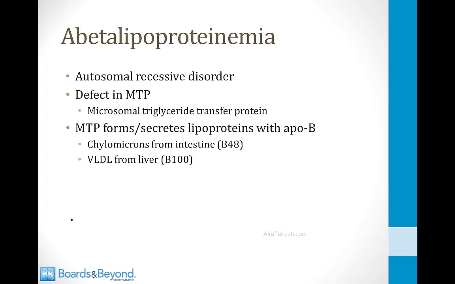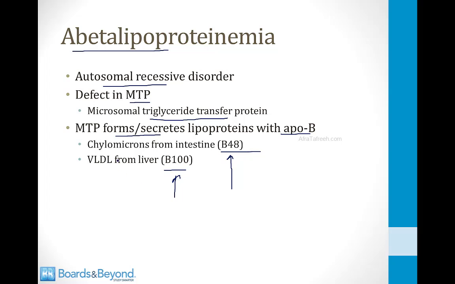Our final topic in this module is a rare disorder of lipid metabolism called A-beta lipoproteinemia. This disorder gets its name because children born with this condition lack the beta lipoproteins like B48 and B100. This is an autosomal recessive disorder, and the underlying cause is a defect in something called MTP. MTP stands for the microsomal triglyceride transfer protein, and MTP's job is to form and secrete lipoproteins with ApoB, like B48 and B100. This is a very rare disorder, but the reason it comes up sometimes on the USMLE exam is because they use it to test whether or not you understand what the lipid particles with B48 and B100 do. When those lipid particles are missing, that will result in the characteristic features of this disorder.